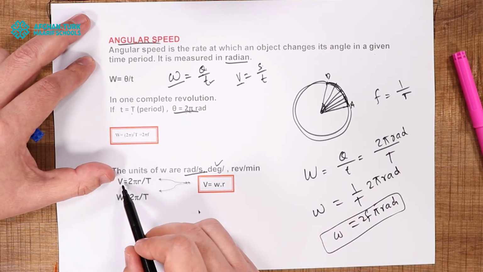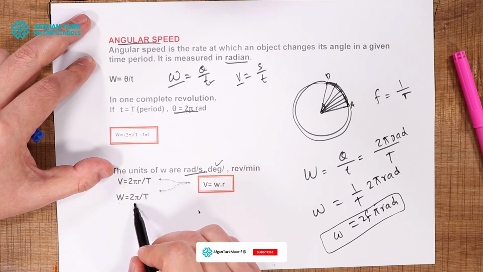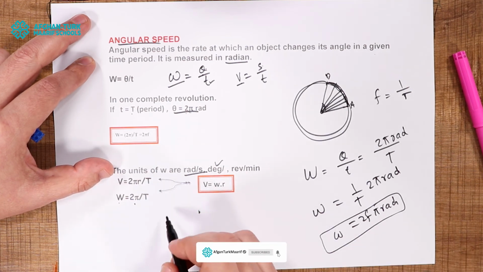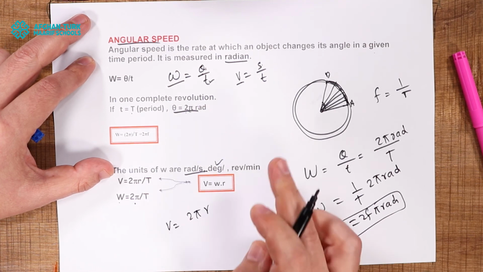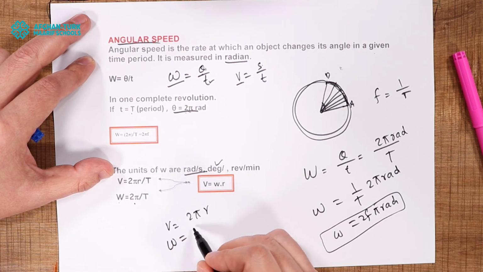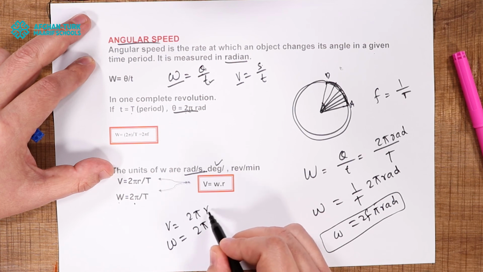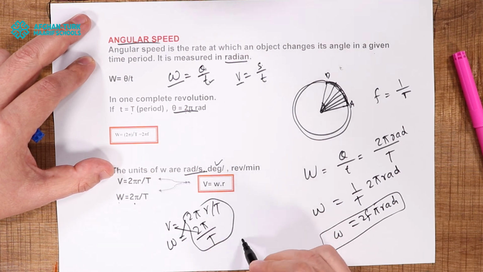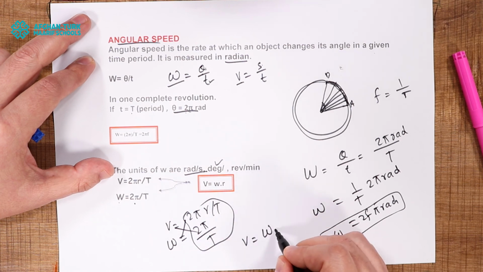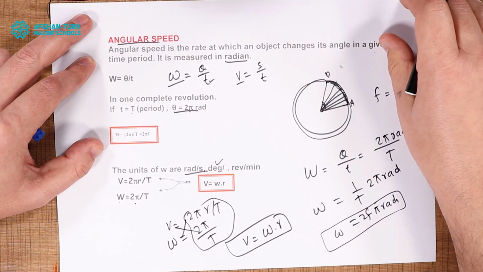So we know that the tangential speed is equal to 2 pi r over T and angular speed is equal to 2 pi over T. If we compare these two, or cross multiply, we find the simple equation: v equals omega into radius, so this is the relation with angular speed.